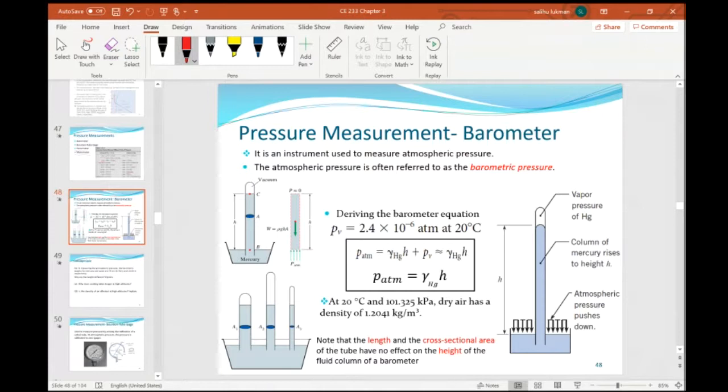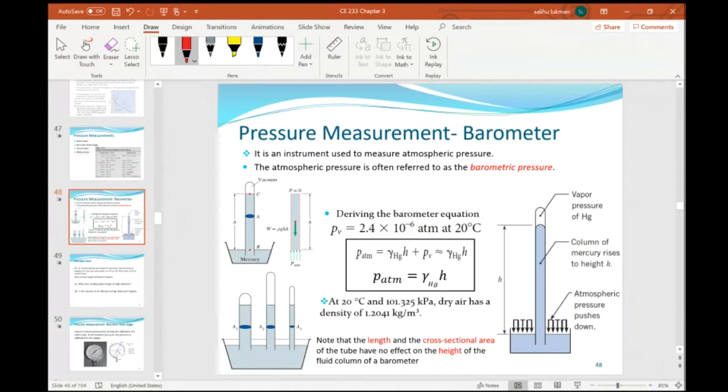Still on the pressure measurement, here we look at the barometer. The barometer is an instrument used to measure atmospheric pressure. So that's why sometimes we refer to atmospheric pressure as barometric pressure.